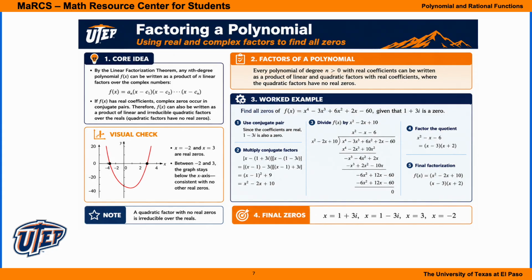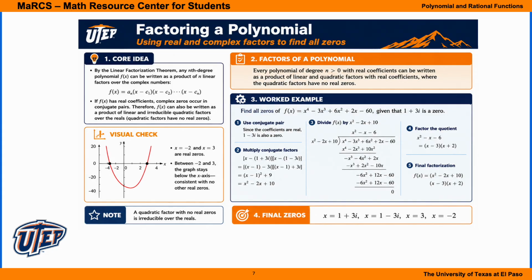So now we're given an example. f of x is equal to x to the power of 4 minus 3x cubed plus 6x squared plus 2x minus 60. And we are told to find all the zeros of f of x, given that 1 plus 3i is a zero. So now we use the conjugate pair. If we're given 1 plus 3i, then its complex conjugate will be 1 minus 3i, and that will also be a zero.